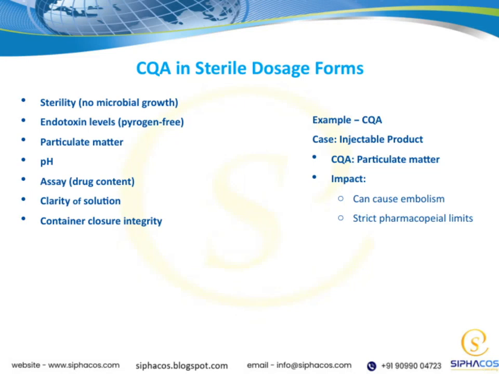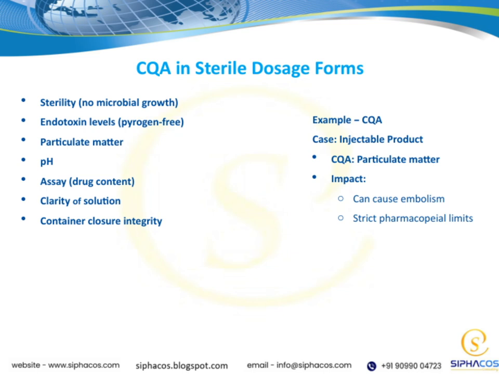Let's take a closer look at this example of a critical quality attribute, or CQA, specifically for an injectable product. In this case, the key CQA we're focusing on is particulate matter. Now, particulate matter can be a serious concern because it can cause embolism, which is a blockage in blood vessels, so it's critical to keep these levels very low. That's why strict pharmacopoeial limits are in place to ensure safety and efficacy.